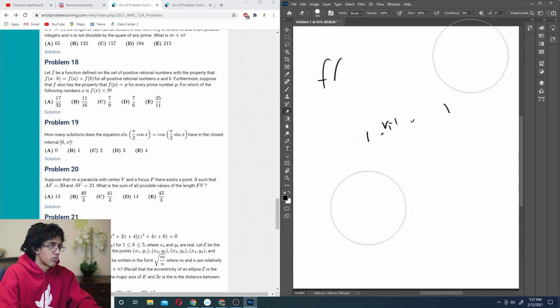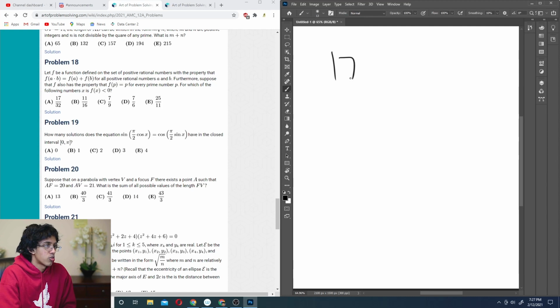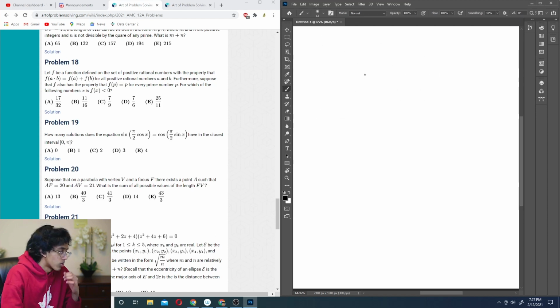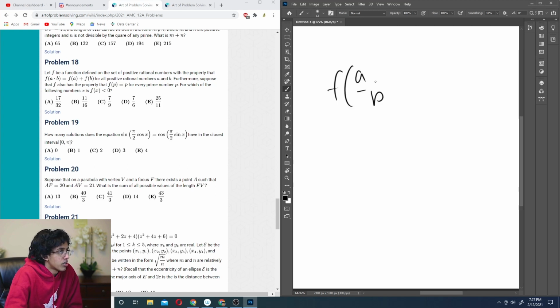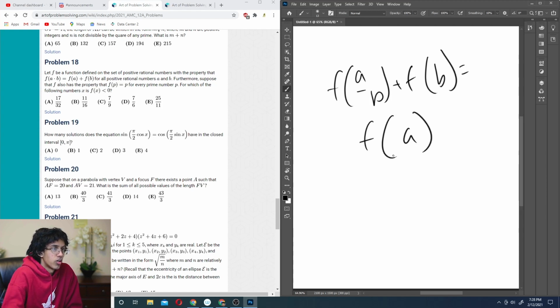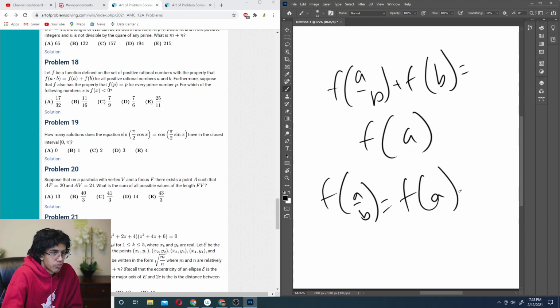Essentially, if we apply that here, 17, the only prime factor is itself, so it's just going to be 17. For the reciprocal, that is another question. How do we get it for fractions? Then you basically could set f of a over b plus f of b equal to f of a, right? So essentially f of a over b is equal to f of a minus f of b.